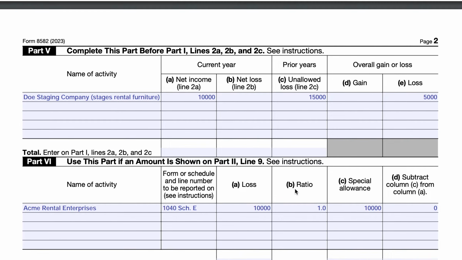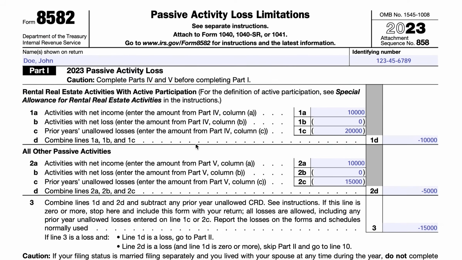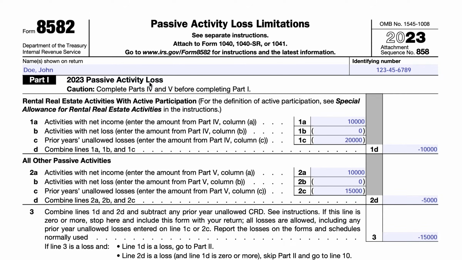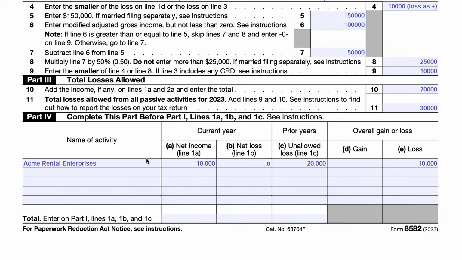So we'll go back up to part 4, and the reason why is because part 1 specifically says to complete part 4 and part 5 and then circle back up here. In part 4, you're supposed to list all activities with active real estate participation. In this case, our hero John Doe has 1 passive activity that meets this criteria: Acme Rental Enterprises. They had net income this year of $10,000, no net loss.